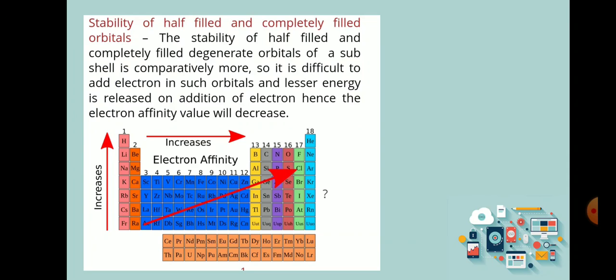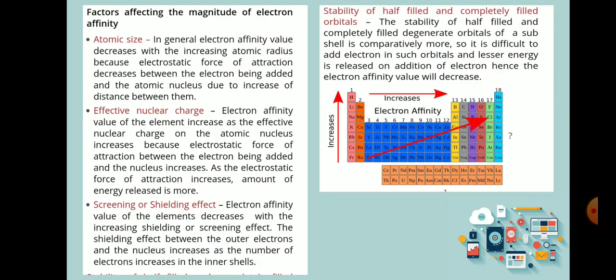Electron affinity increases along the period and decreases down the group. Factors affecting the magnitude of electron affinity. Atomic size. In general, electron affinity value decreases with the increasing atomic radius because electrostatic force of attraction decreases between the electron being added and the atomic nucleus due to increase in distance between them. Second one, effective nuclear charge. Electron affinity value of the element increases as the effective nuclear charge on the atomic nucleus increases because electrostatic force of attraction between the electron being added and the nucleus increases. As the electrostatic force of attraction increases, the amount of energy released is more.